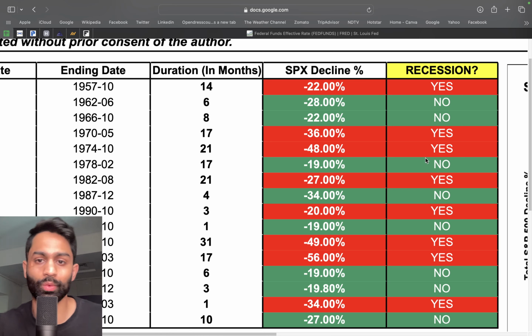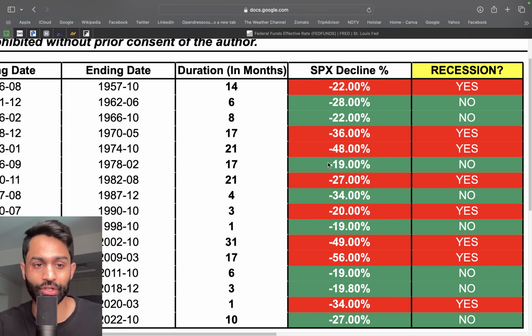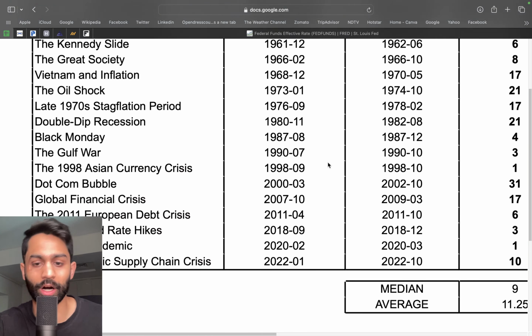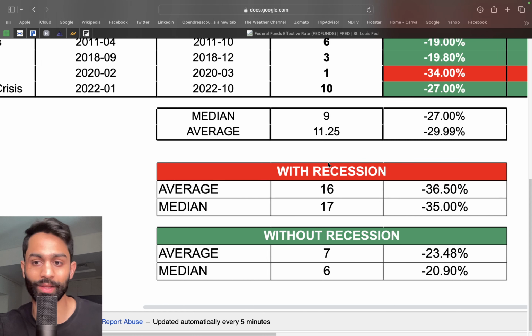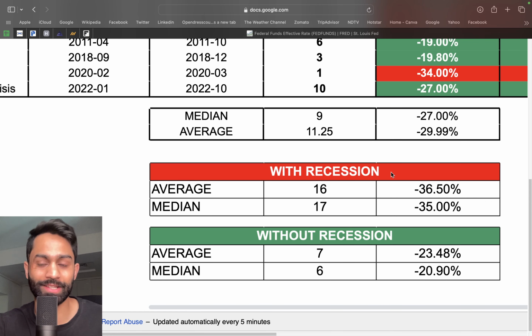So that's exactly what this spreadsheet tracks: which bear markets were accompanied by a recession and which ones were accompanied without a recession. Going back all the way to the 1950s, our research found, as you would have guessed, that with a recession the bear markets are longer lasting and more severe. Versus when there is not a recession, the average and the median sell-off in the S&P 500 for it to be in a bear market is only 6 to 7 months.